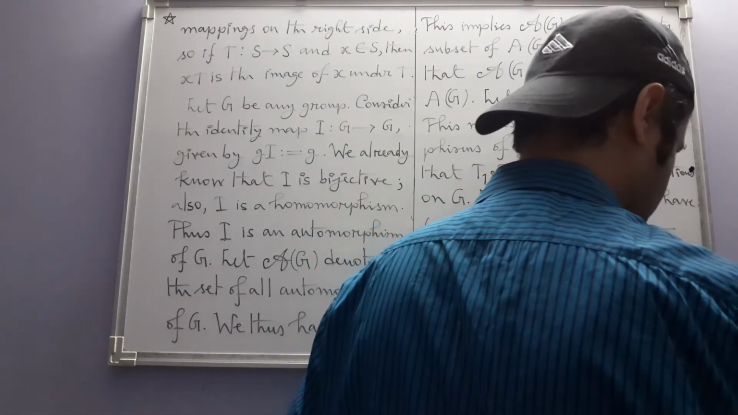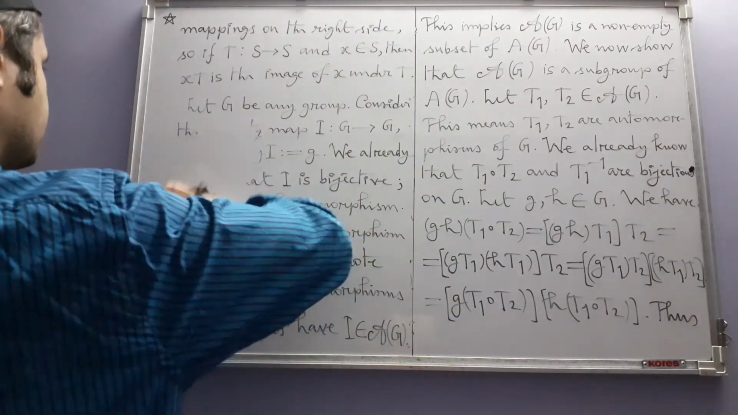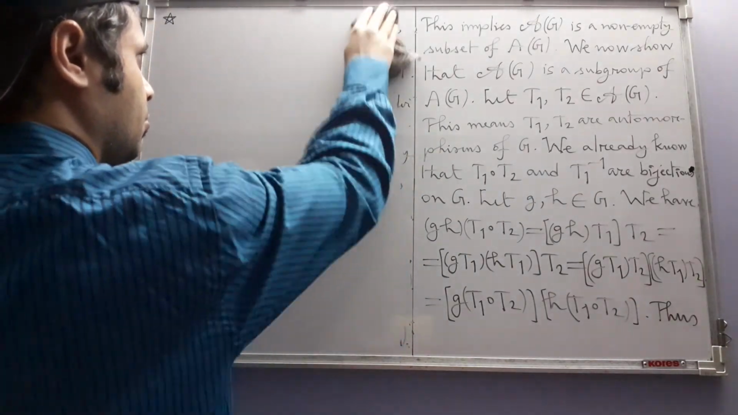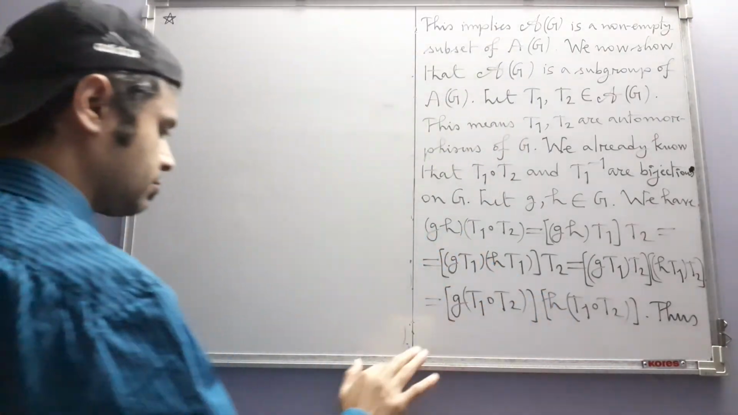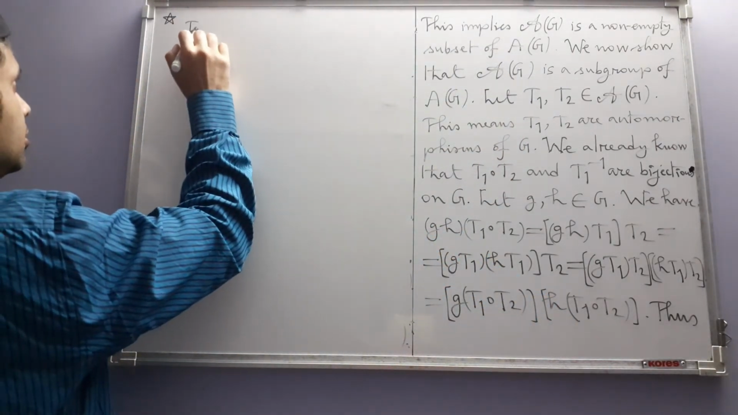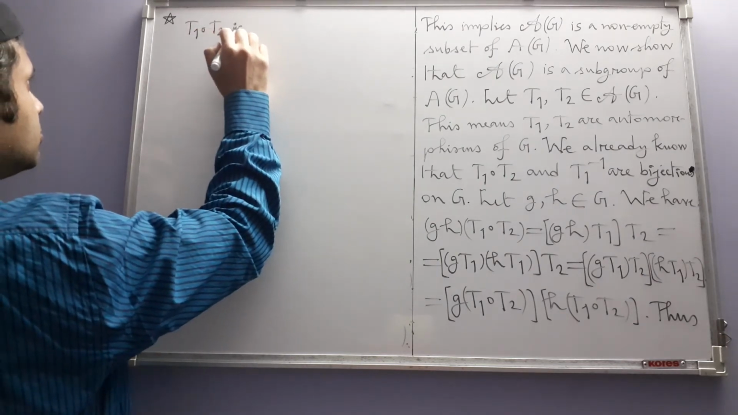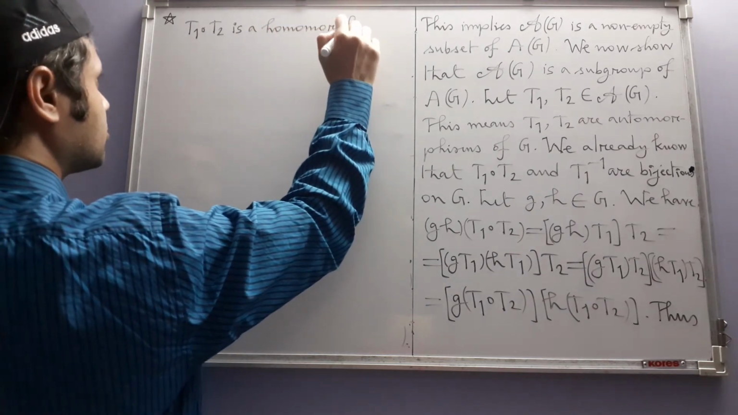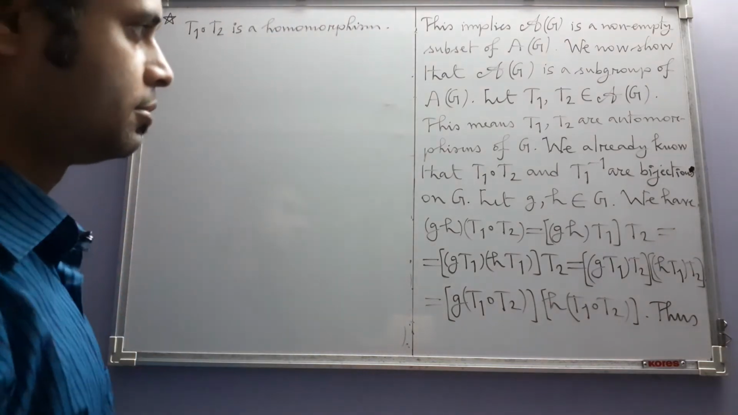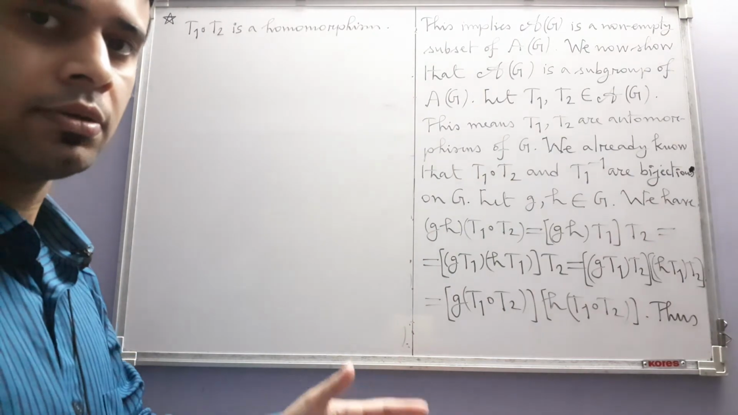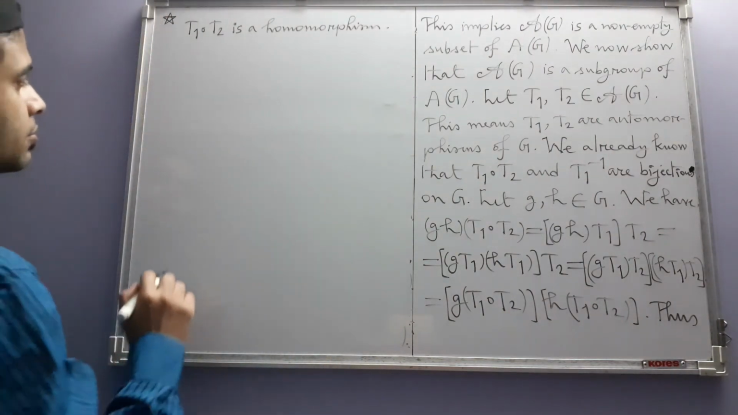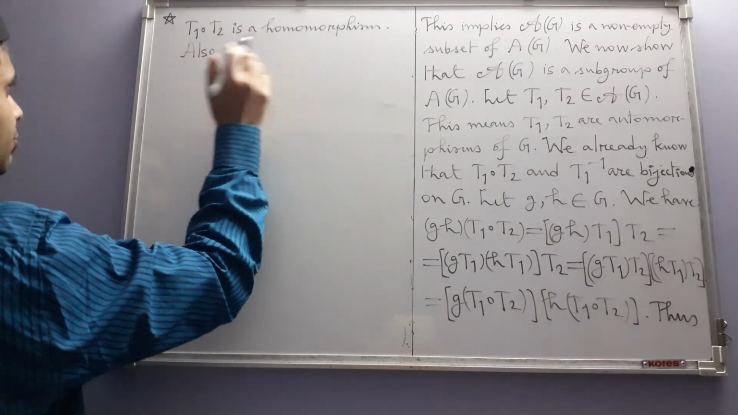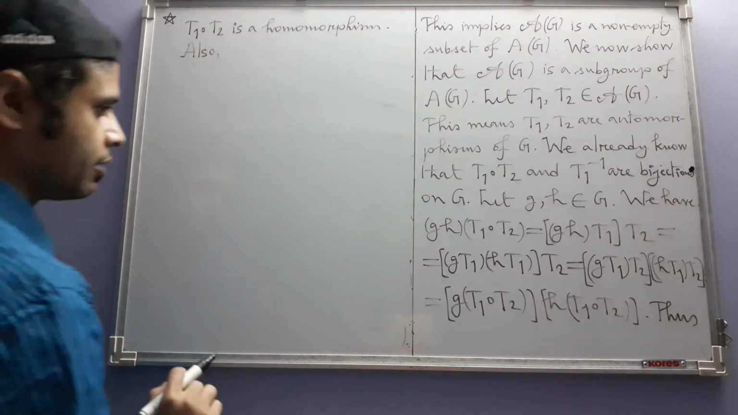Thus, T1 composition T2 is a homomorphism, and being a bijection, it is thus an automorphism of G. Which, however, we will conclude after we do the other calculation.